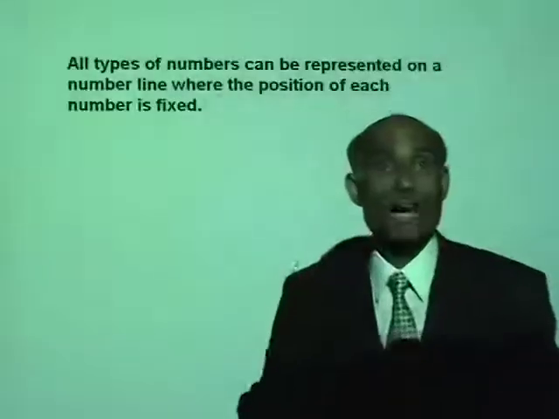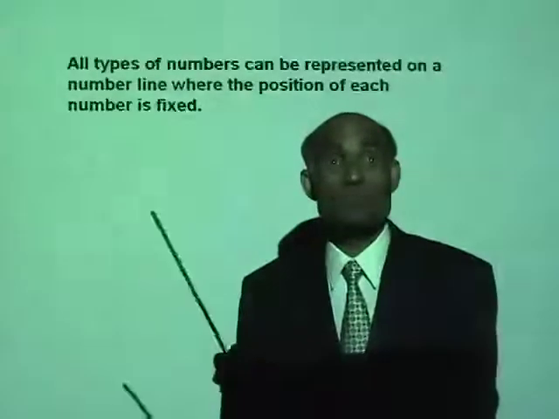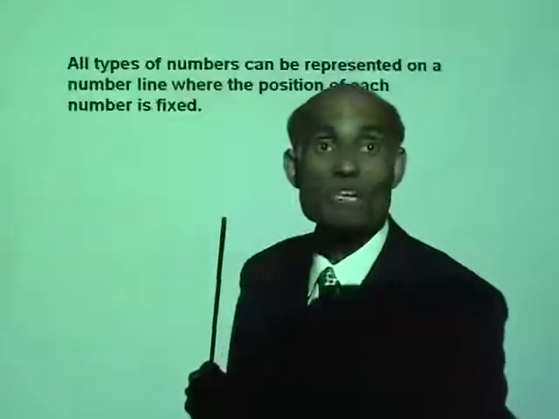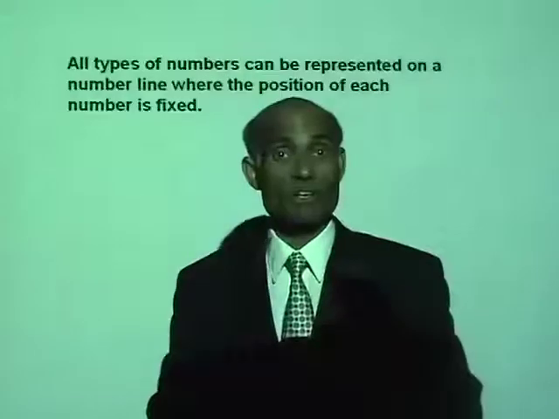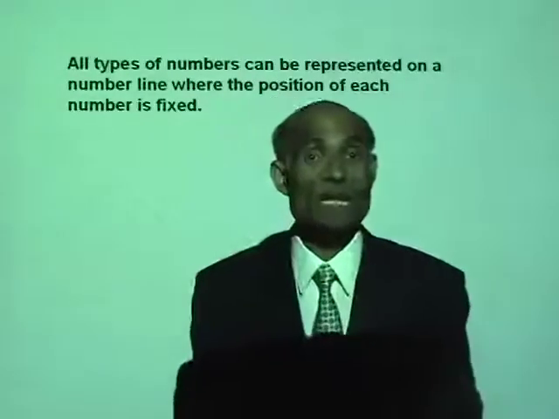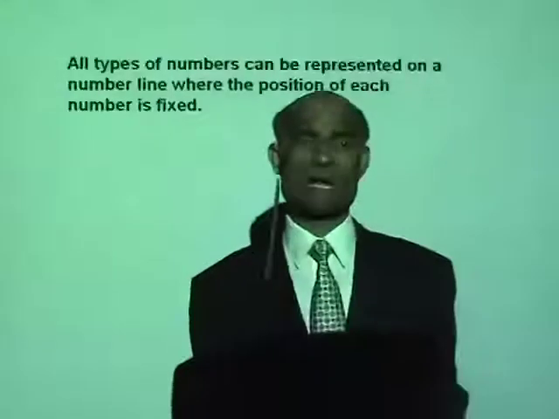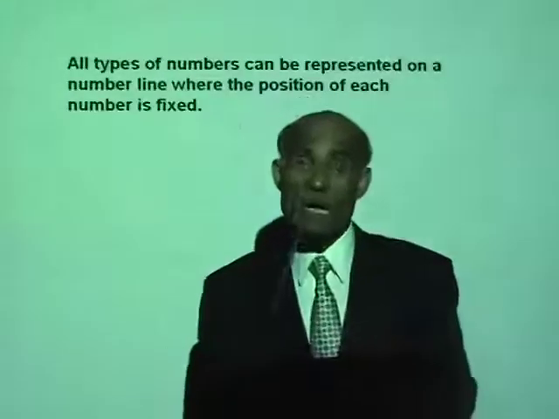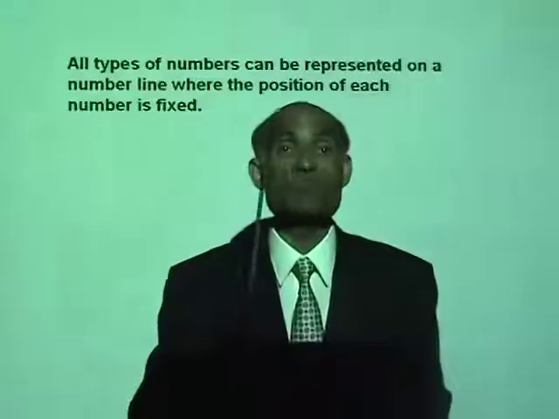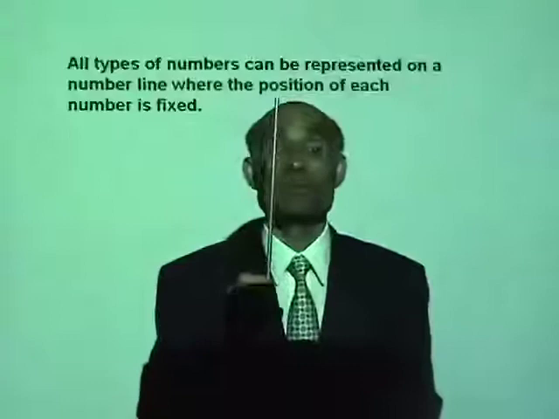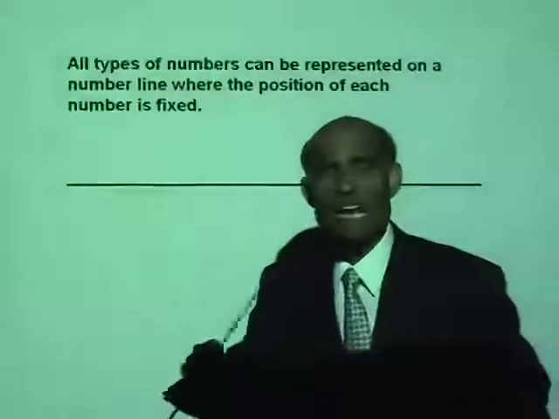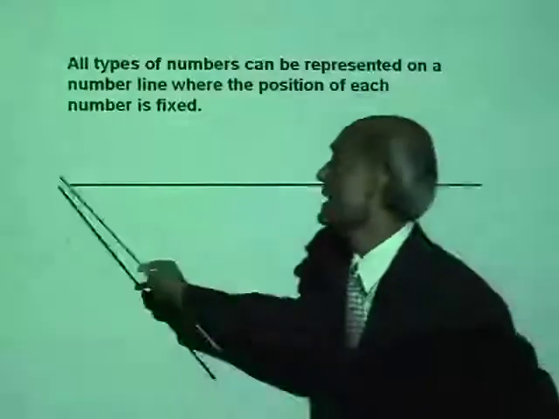Now, all types of numbers can be represented on a number line where the position of each number is fixed. I'm sure you have heard about a number line. What is a number line? A number line is a line where the position of each number is fixed. Alright? Now, let's represent the set of natural numbers on a number line.